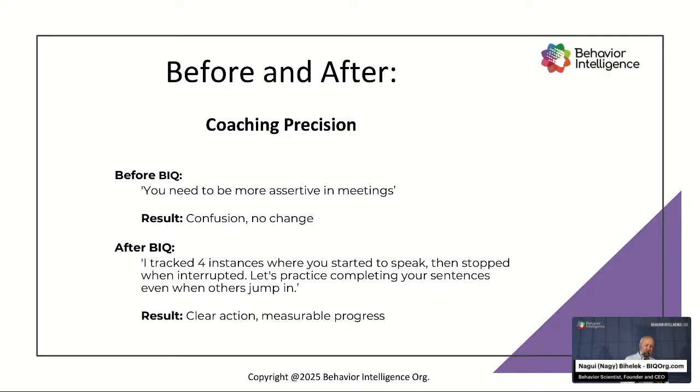Okay, so the AccuMatch behavior intelligence method shifts this. Instead of "You need to be more assertive in meetings," to which the person says, "What does that look like? What do you mean? I think I'm pretty assertive. What does that have to do with anything?", the right language is, "I tracked 4 instances where you started to speak, then stopped when you were interrupted. This comes across as weak. Let's practice completing sentences even when others jump in."